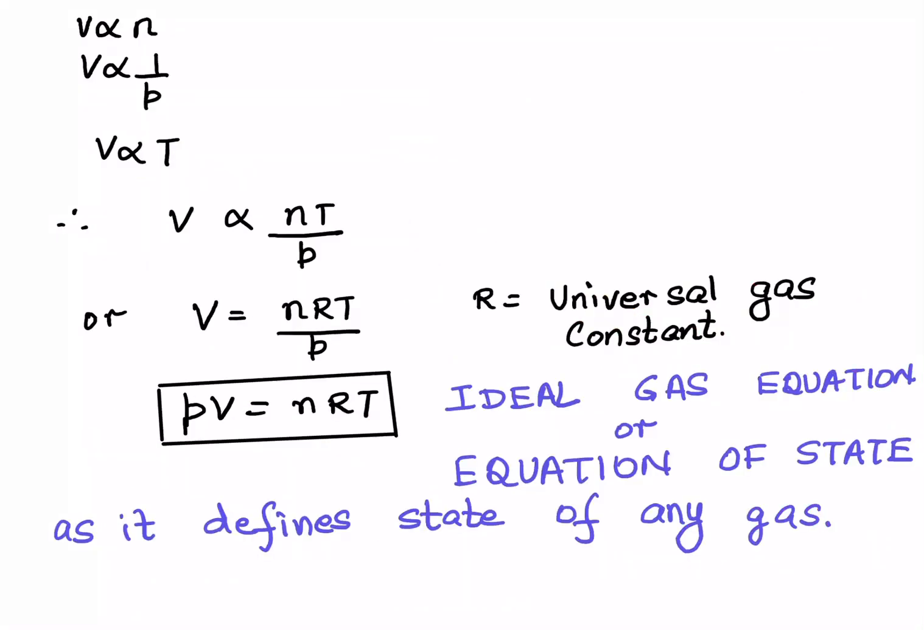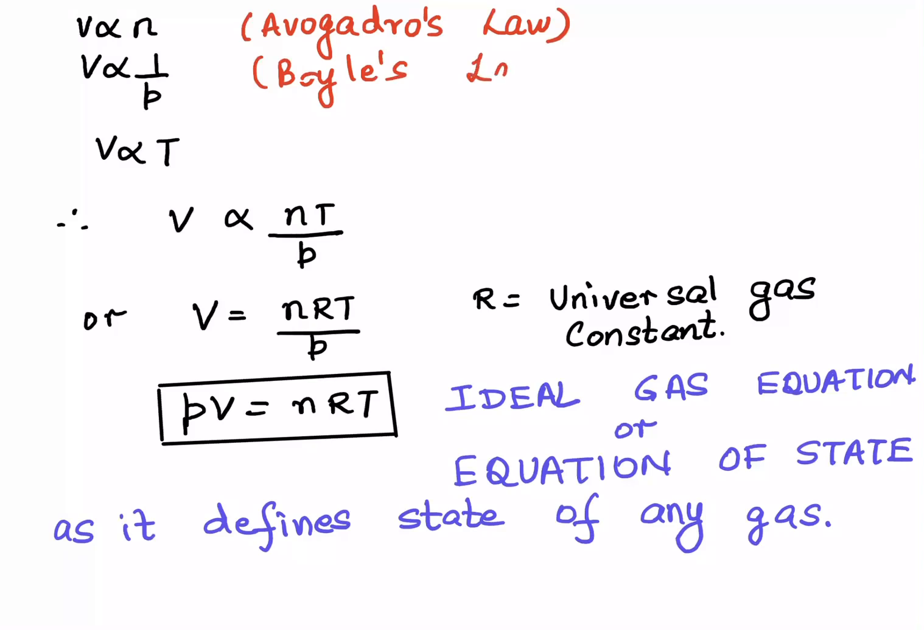Now we've learned a lot of things. We said volume of a fixed mass of gas is directly proportional to n according to Avogadro's law. Volume is inversely proportional to pressure according to Boyle's law. I hope you are now very comfortable with these. Volume is directly proportional to temperature in the Kelvin scale according to Charles' law. So if you know all of this, why not put all of it together?